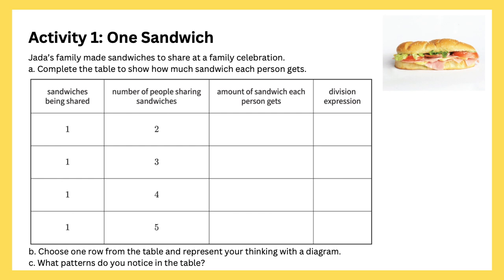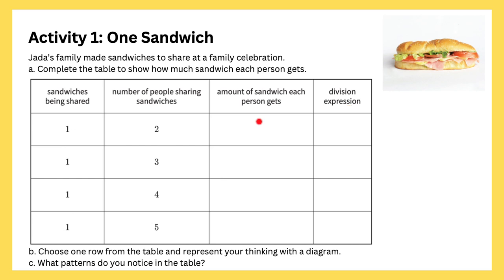So we are taking a look at this table. We see in the far left column, it shows us the amount of sandwiches being shared. And we can see that in each of these division situations there's one sandwich being shared each time. Our next column shows the number of people sharing the sandwiches. And so we can see it goes 2, 3, 4, 5. And then we have some empty columns that say amount of sandwich each person gets, and then a division expression.